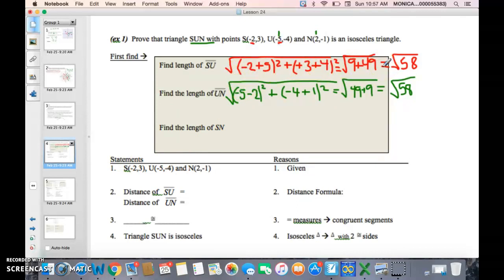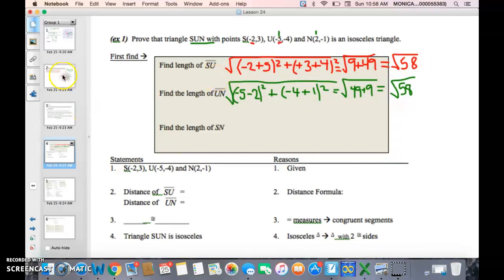So if I want to find the distance of SU, I'm going to take my x coordinates, which I've underlined in red, and subtract them. But remember, minusing a negative 5 makes it a plus. Square it. Then I'm going to take my y coordinates, which I have not outlined. I have 3 minus negative 4, which is 3 plus 4. Square that. I ended up with 9 plus 49, which is the square root of 58.